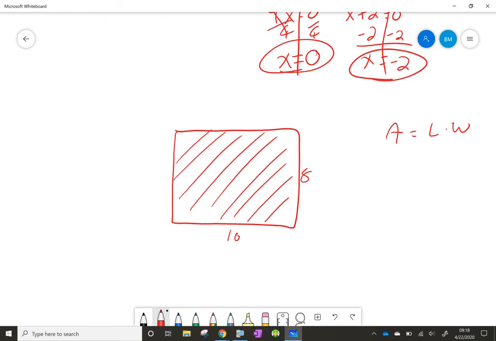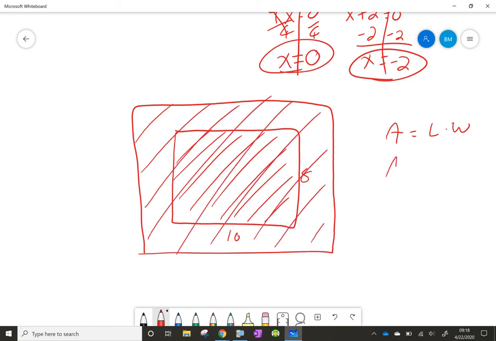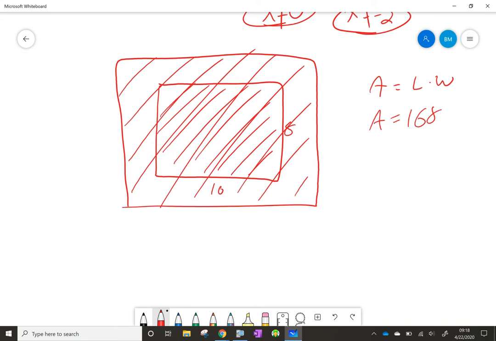But the problem is we want to put a frame around our picture, so that the entire area with the frame included is equal to 168 square inches, or inches squared. So how big and how thick does our frame need to be? That's the question, right?